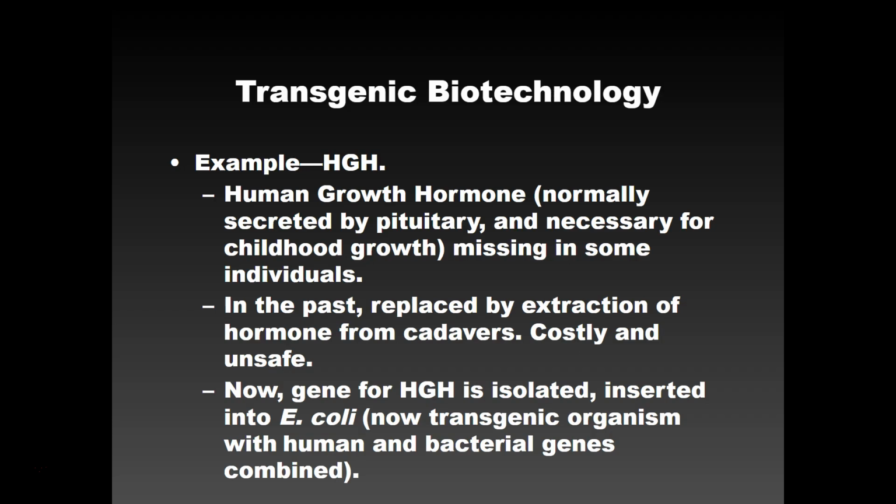But now we take the human gene for HGH. Remember from the last section that a gene is a segment of DNA that codes for a particular protein, and HGH is a protein. We took the gene for HGH, we put it into an E. coli, and we said, okay, E. coli, go make us a bunch of human growth hormone. And so now we have these little factories where we can take whatever gene we want, more or less, put it into them and have them make it for us.